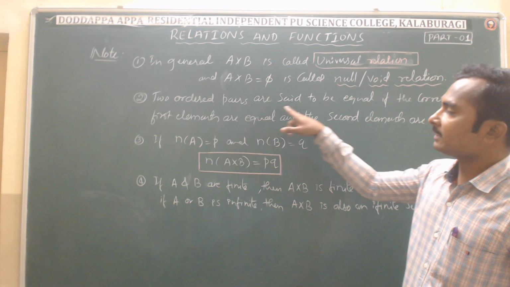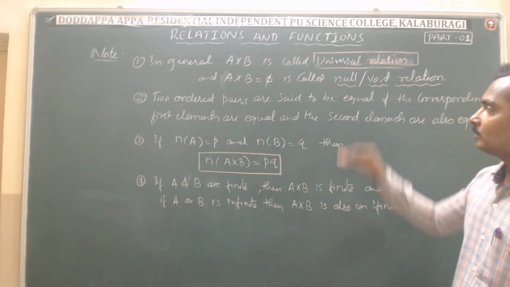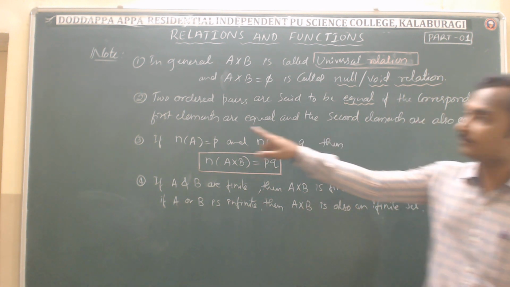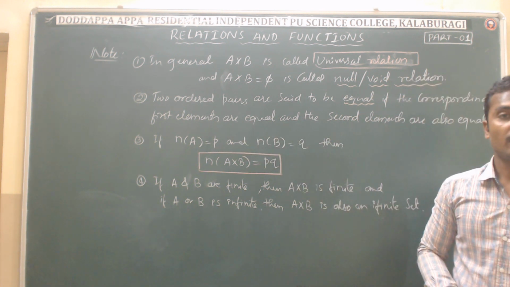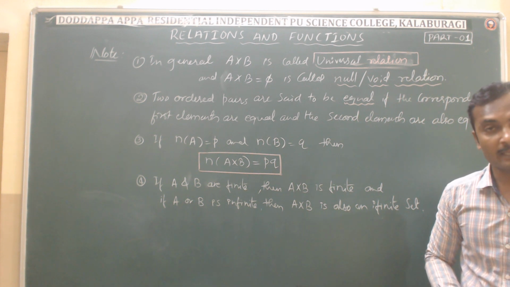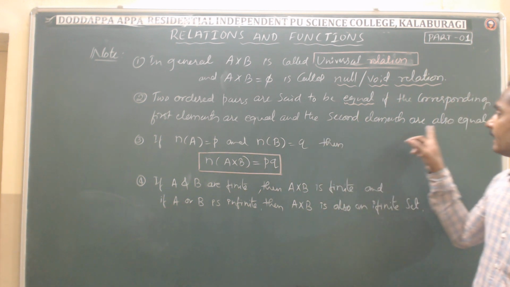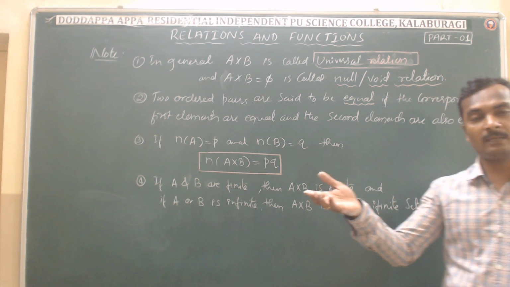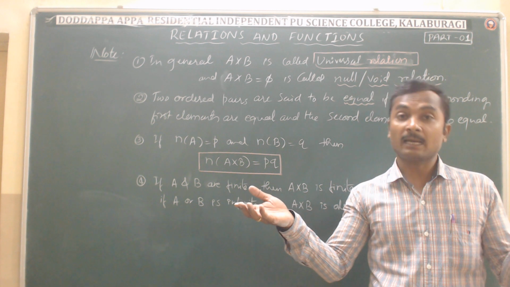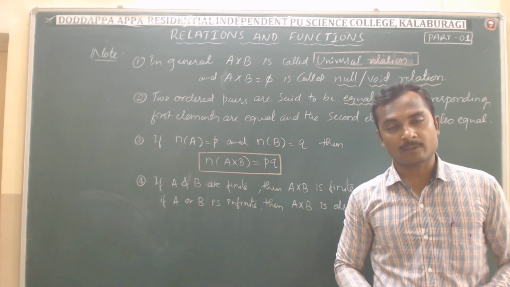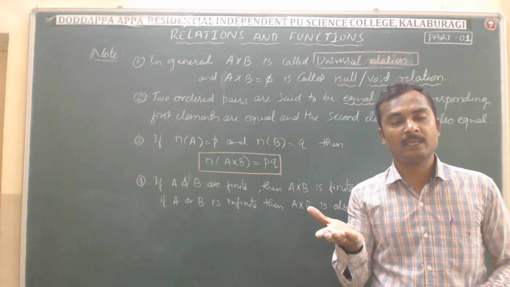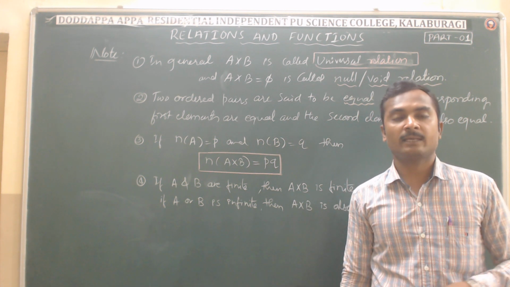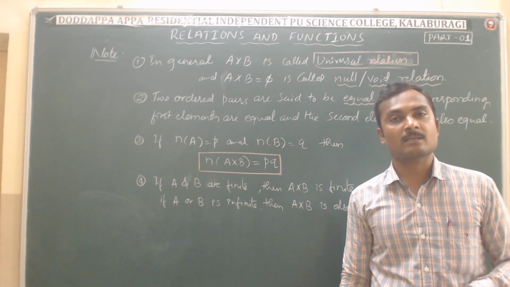Two ordered pairs are said to be equal if their corresponding first elements are equal and their second elements are equal. That is, the first element of the first ordered pair must be equal to the first element of the other ordered pair, and the second element of the first ordered pair must be equal to the second element of the second ordered pair. Then only are they equal ordered pairs.